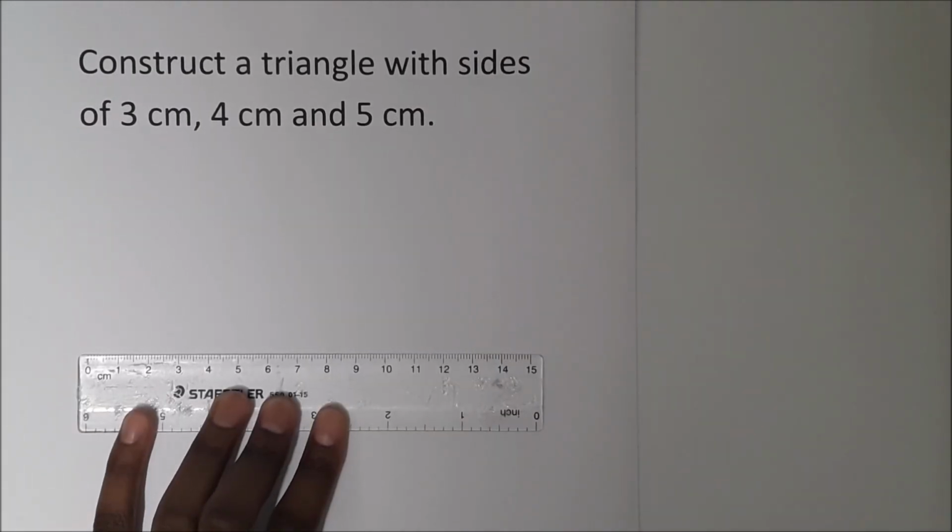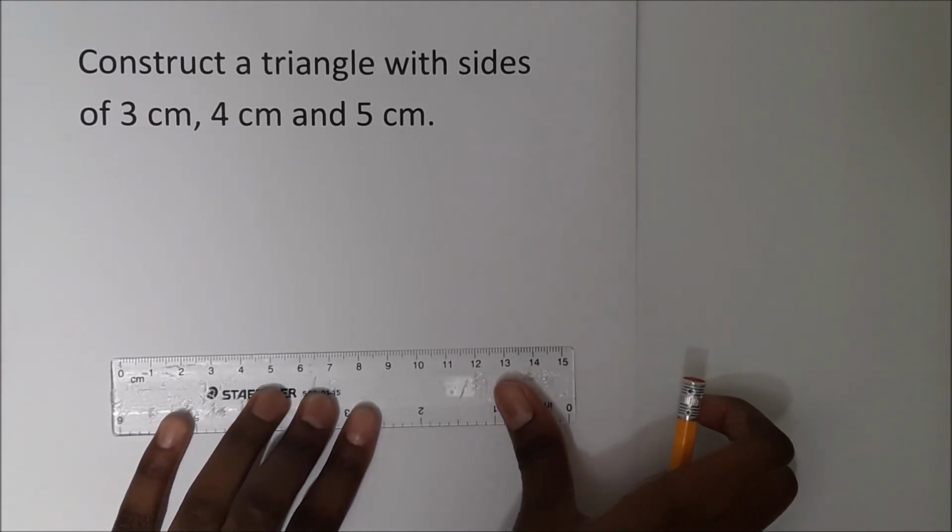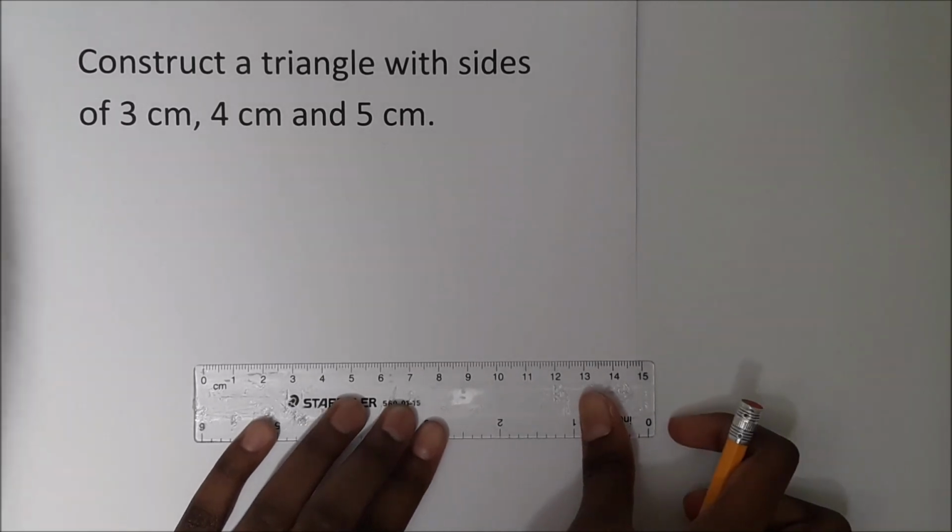Okay, read it, Rafaela. Construct a triangle with sides of 3 centimeters, 4 centimeters, and 5 centimeters. What do you do first? Draw the 5 centimeter. You can pick 3, 4, or 5 and draw one of the sides. So what you do first is draw one of the sides using the ruler. So go ahead. That's good.